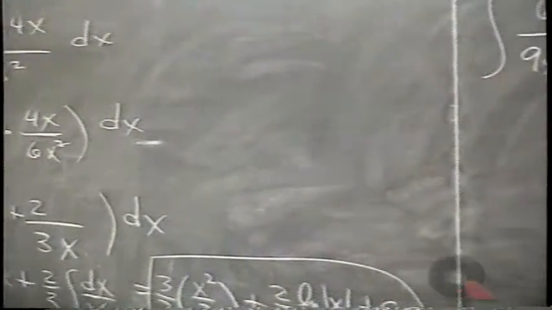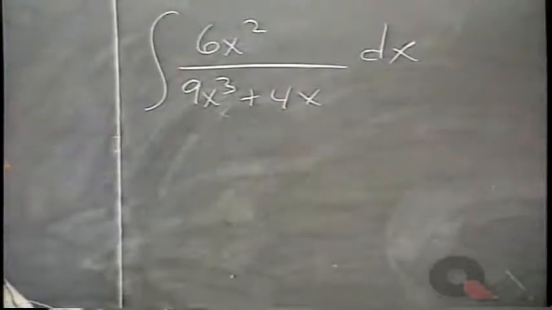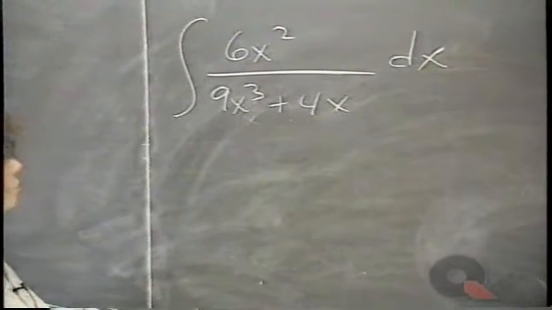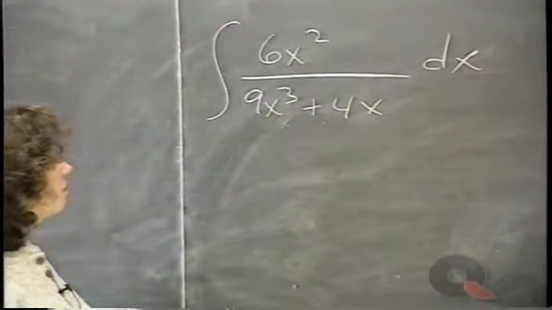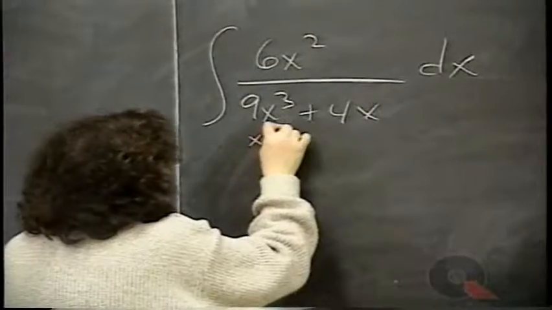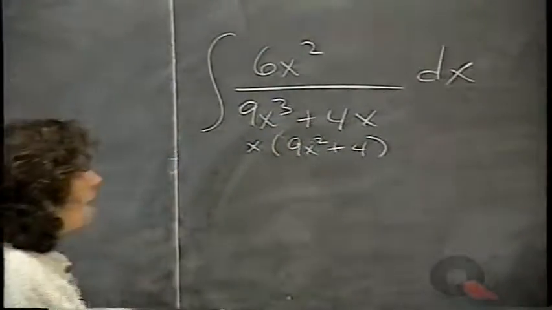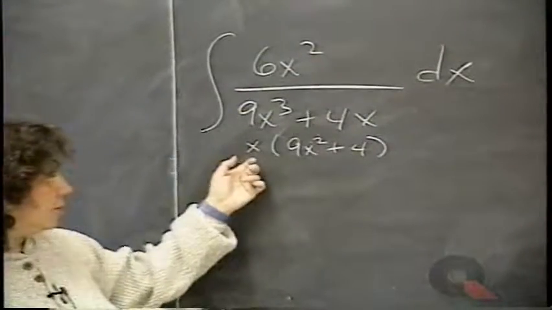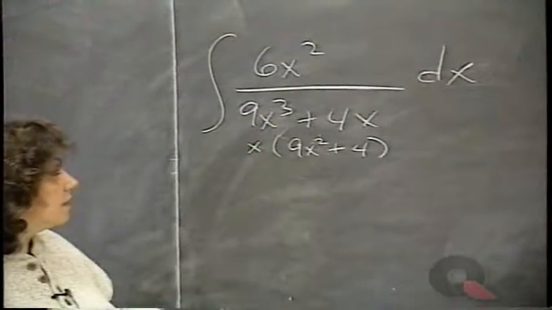Now, at first glance, we're looking at a rational function. The numerator has degree less than the denominator, so we don't have to use long division. Your first instinct might be to say, oh, I can factor the denominator into x times 9x squared plus 4. And you might be thinking in terms of partial fractions, because after all, we have a linear factor and an irreducible quadratic. That's usually the way we go on something like this.